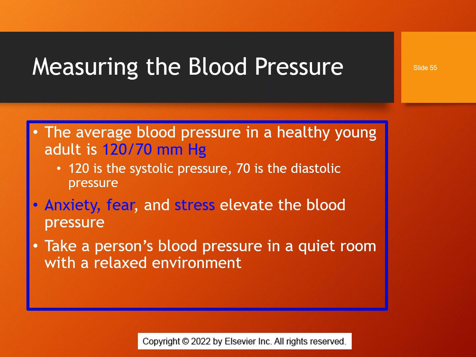Blood pressure, I don't know why this keeps bouncing back and forth between the different topics, but we'll just roll with it. Average blood pressure is 120 over, this says 120 over 70. I've always heard 120 over 80, so that's interesting. I don't know why this is saying 120 over 70. Typically 120 over 80 is a normal blood pressure. Things like anxiety, fear, stress elevate the blood pressure. Also pain. Take a person's blood pressure in a quiet room, a relaxed environment. If there's a lot of things going on, a bunch of people running around, their blood pressure is probably going to be elevated.